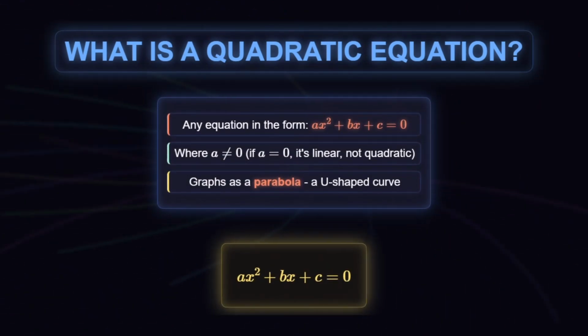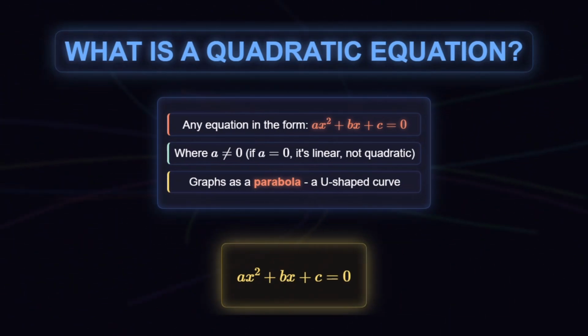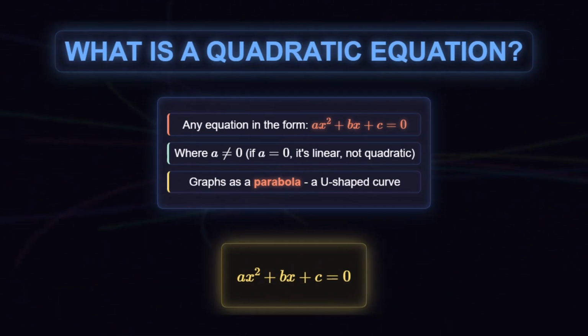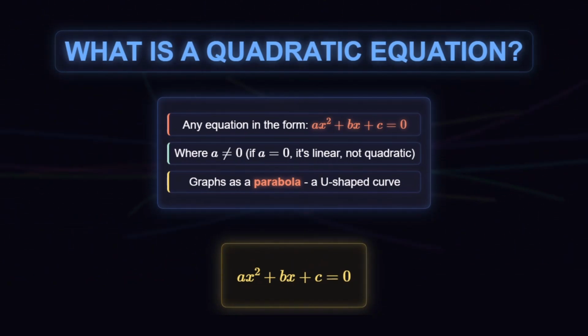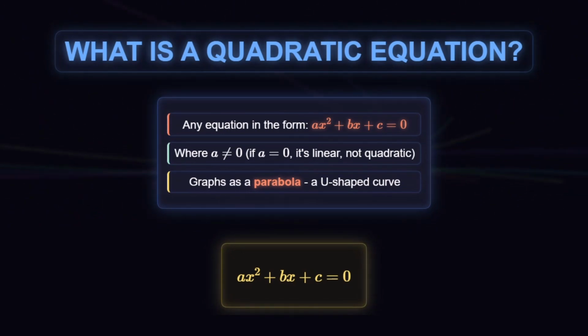A quadratic equation is any equation in the form ax squared plus bx plus c equals 0, where a is not 0. If it were 0, we'd have a linear equation instead. The graph of a quadratic is always a parabola, that distinctive U-shaped curve.